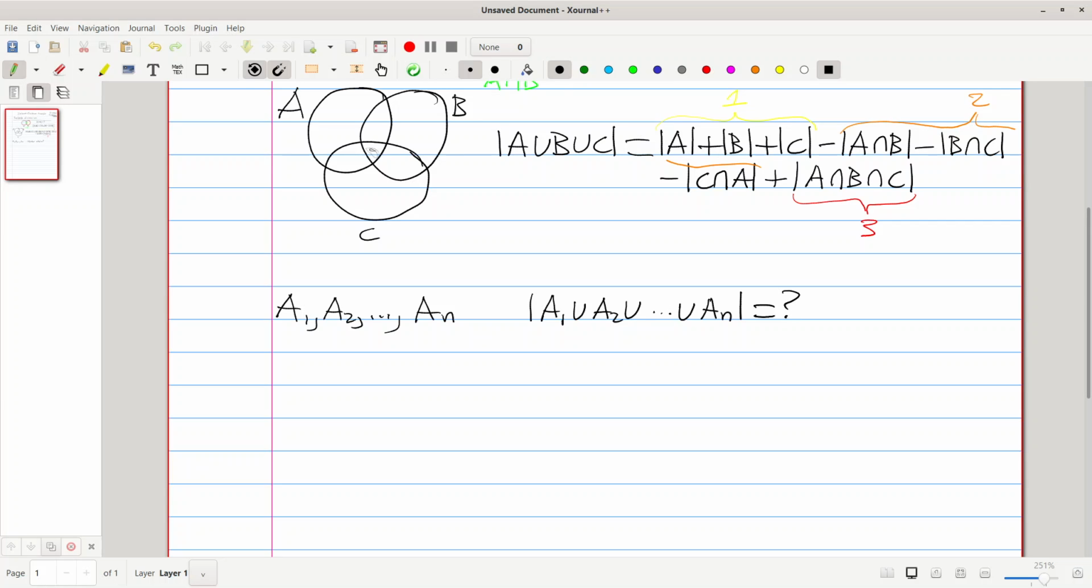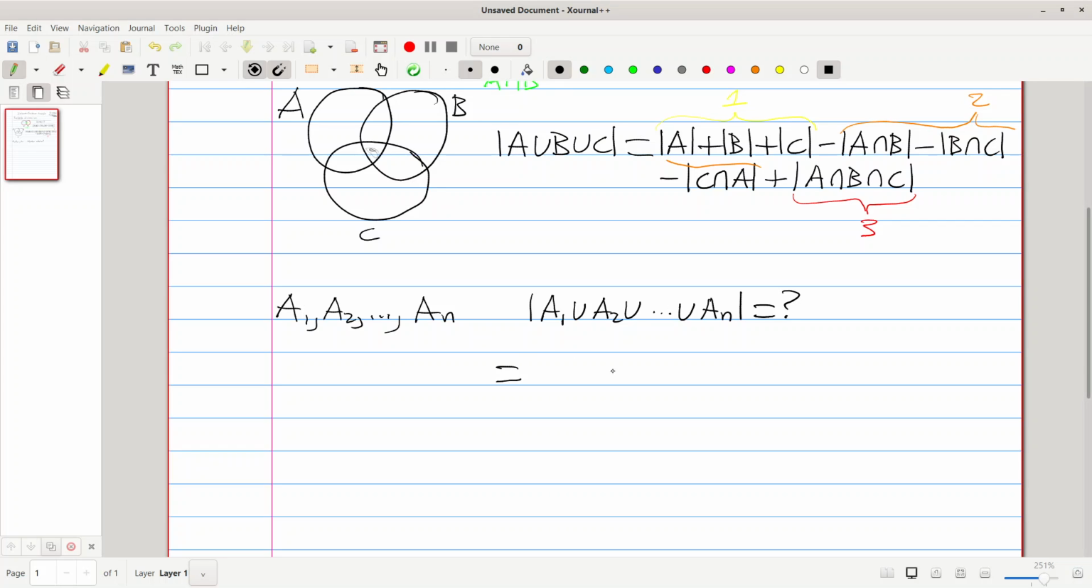So that would be adding together all the sizes of the individual sets, then minus the sizes of all the intersections of 2 sets at a time, plus sizes of all 3 at a time. If you know sigma notation, I can write it as follows.